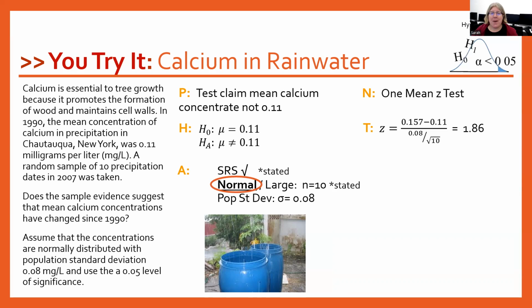test. For my test statistic, you do need the sample mean. So you're going to have to go to the data set and then get the average for those calcium measurements. So the average came out to 0.157. So my test statistic is 0.157 minus that null hypothesis, 0.11. The whole thing is divided by 0.08 over the square root of 10. So this gives me 1.86 as my test statistic.